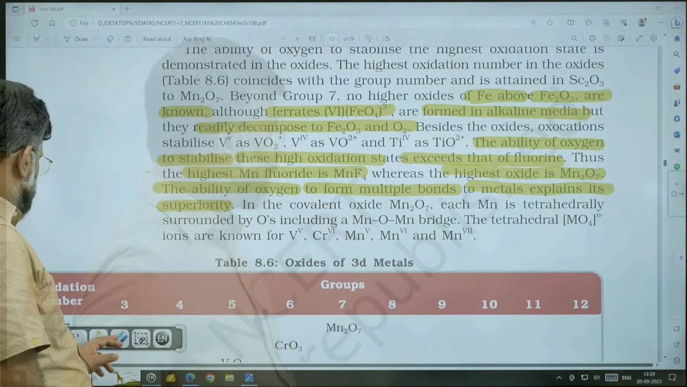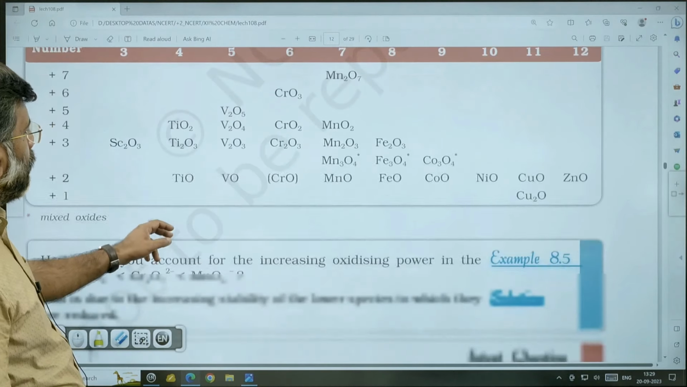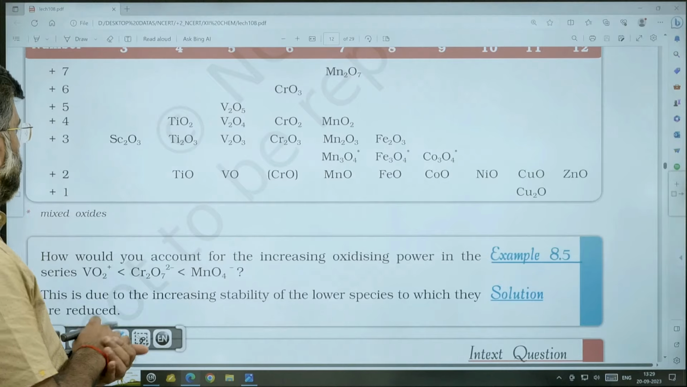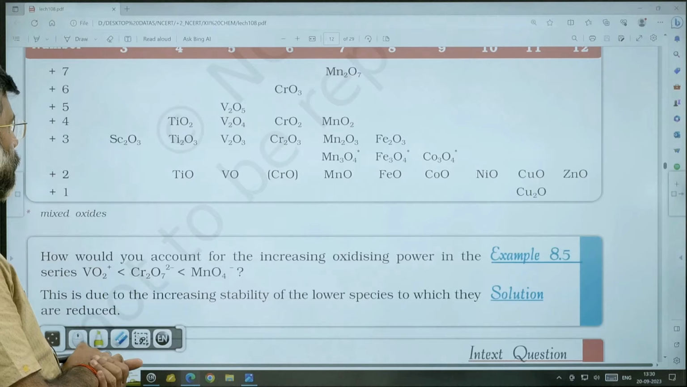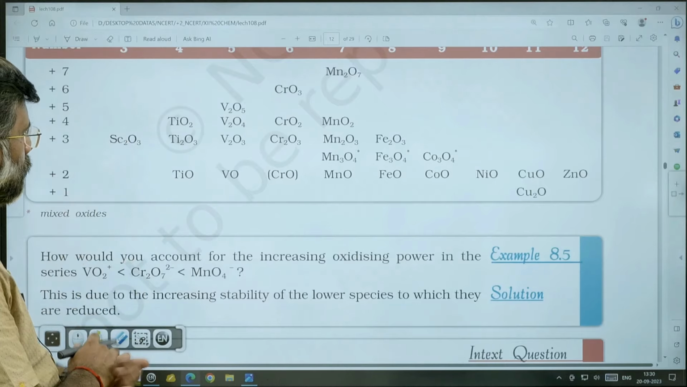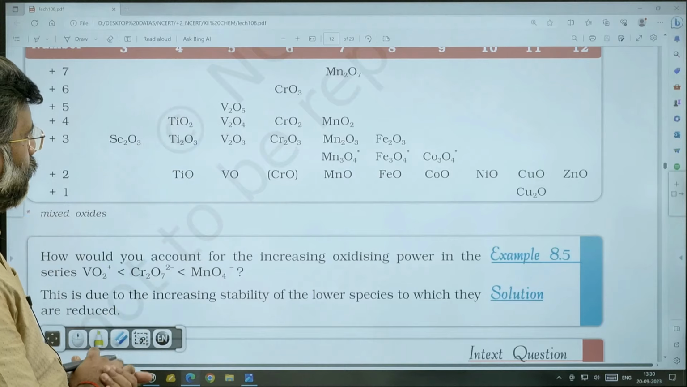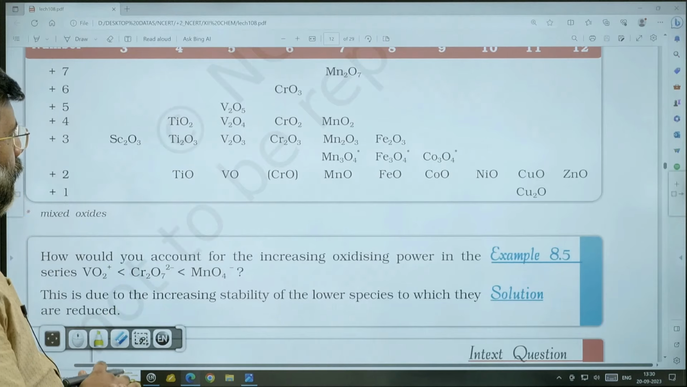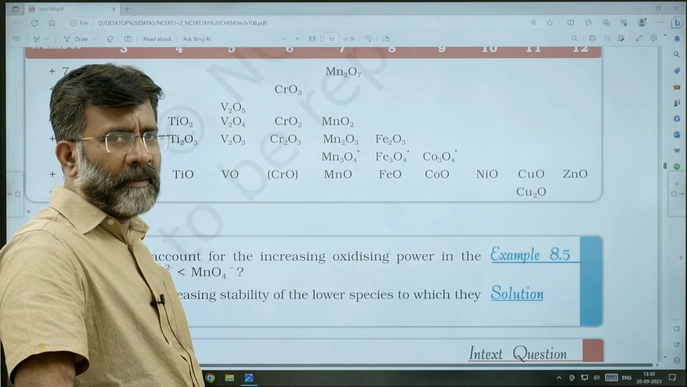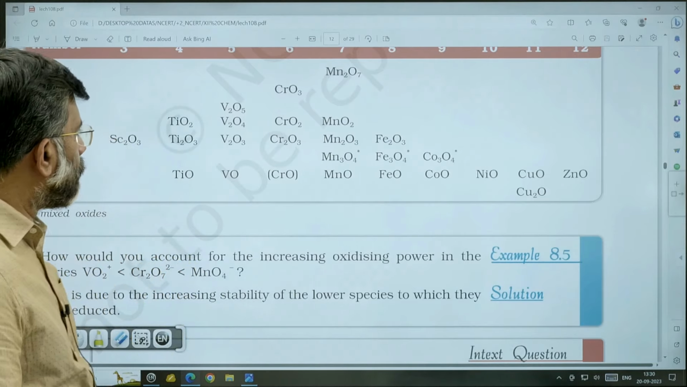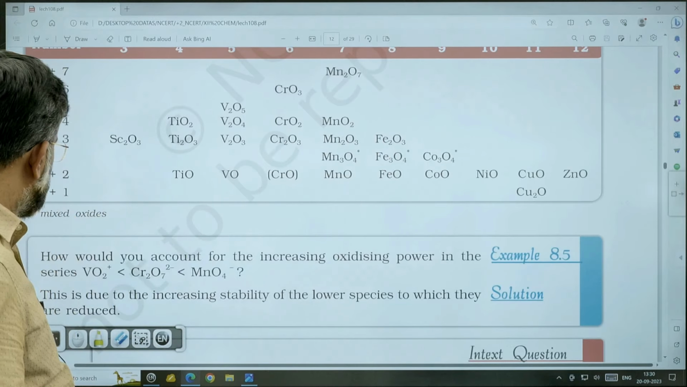Okay. Have a look at the tabulated data of oxides. Various oxides are listed. Scandium, only one oxide. Titanium, you get 3 oxides. Vanadium, 4 oxides. Chromium, 4 oxides. Manganese, there are 5 oxides. And the starred ones will be mixed oxides. While you go to that side, only 1 or 2 oxides are shown.